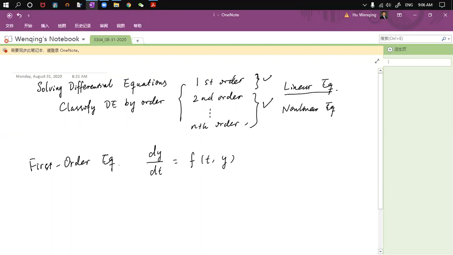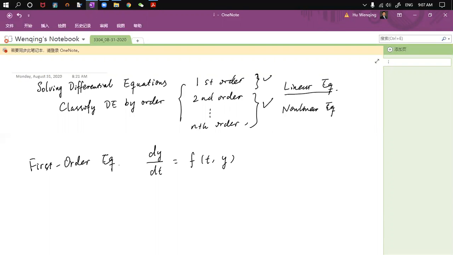Here, as we discussed previously, it is important to keep in mind which one is the function and which one is the variable. Here y is a function of t. t is the variable and y is the function, right?